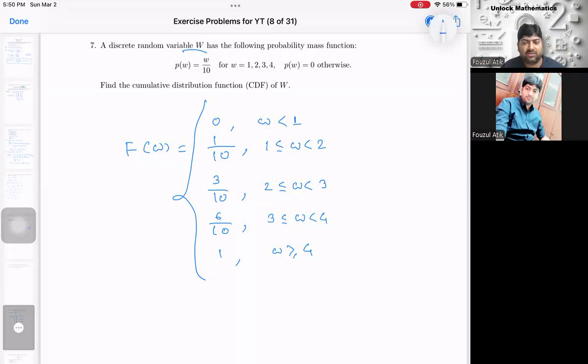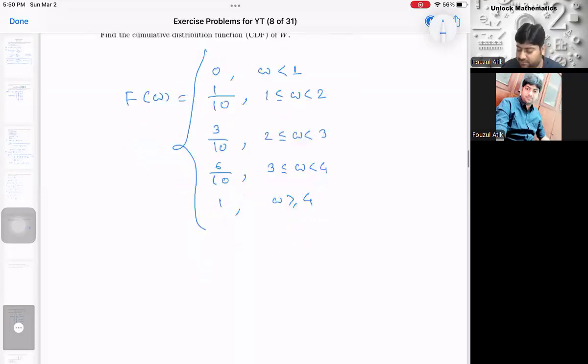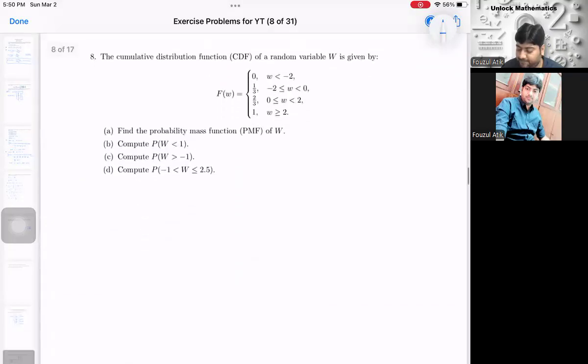Okay, I want to discuss a new type of problem. In the previous two examples, the probability mass function was given and you had to find the cumulative distribution function. Whereas in this question the cumulative distribution function of W is given. Find the probability mass function of W. So the CDF is given, you have to find the PMF.